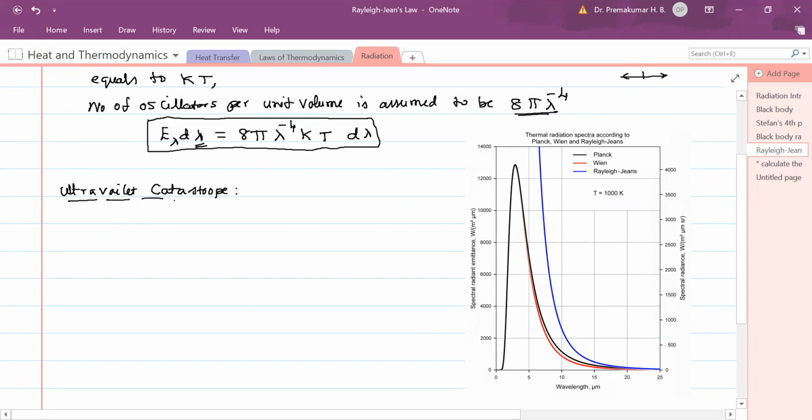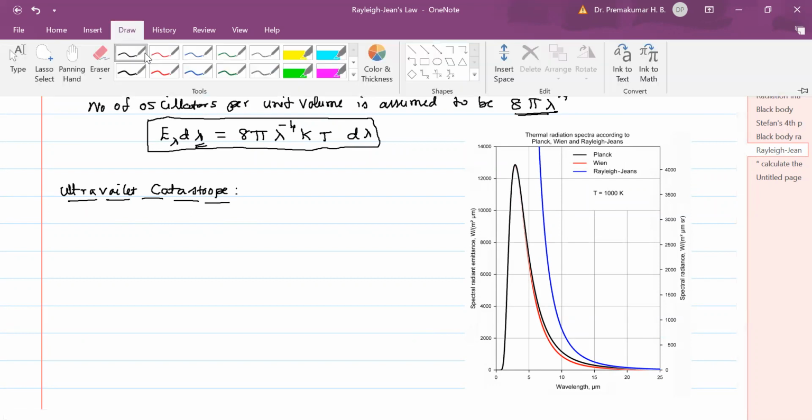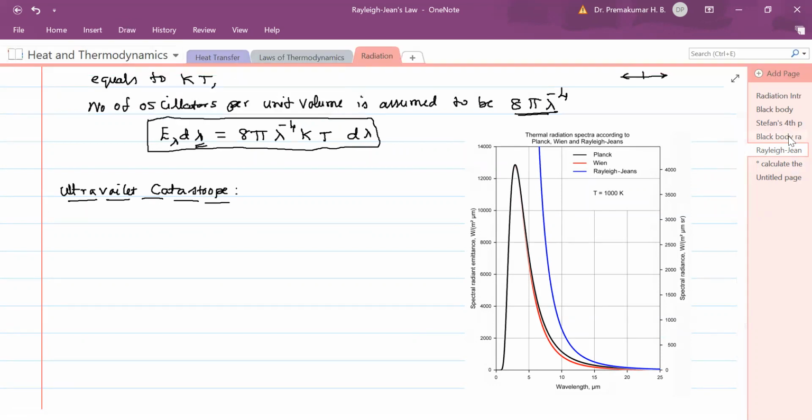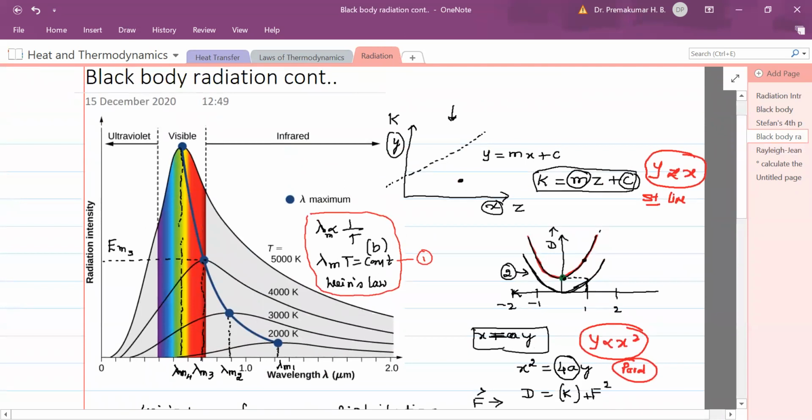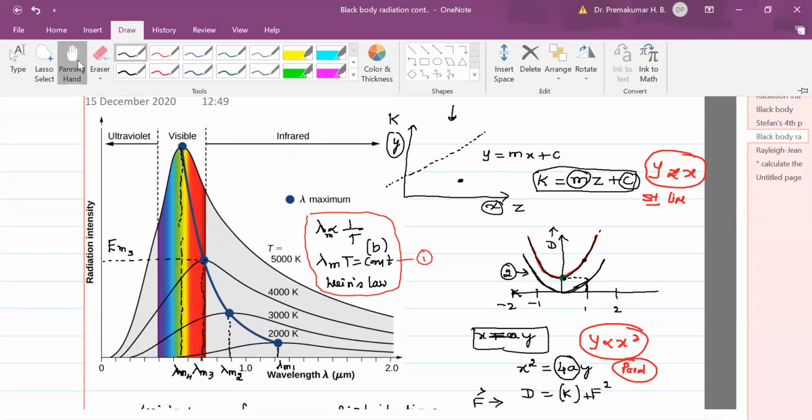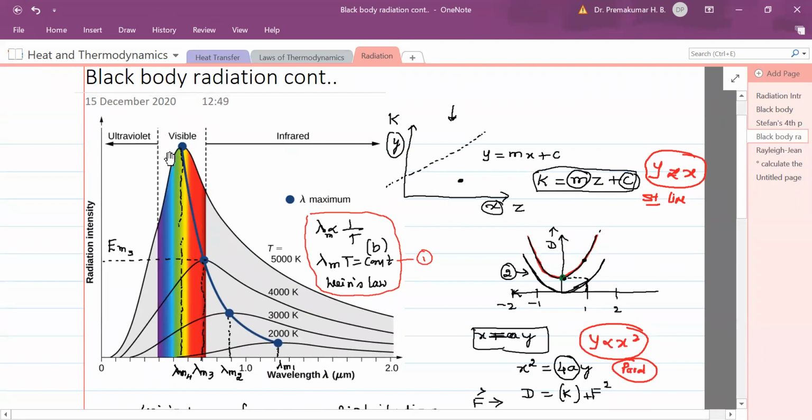So catastrophe means something like disaster. Okay, Rayleigh-Jeans. Why ultraviolet catastrophe? Because maybe you can see here the complete blackbody radiation curve. This is the visible region, and whatever blackbody radiation we are getting in this region is a violet region. It is in the ultraviolet region, and after that, visible.